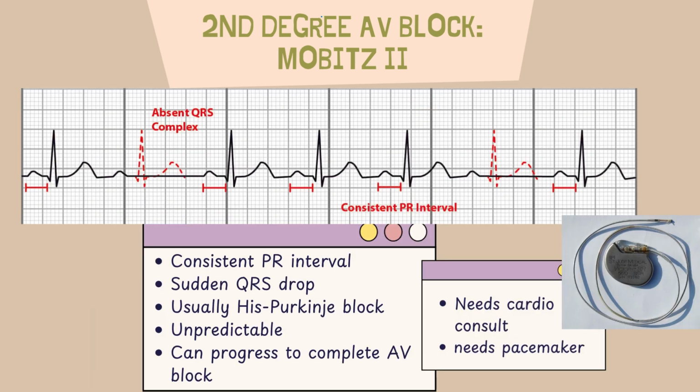Second degree AV block, Mobitz type 2. Now this one's a little trickier and more dangerous. Unlike Mobitz type 1, the PR interval is consistent until suddenly a QRS disappears. There's no warning, just a P wave and then silence. This is a block below the AV node, usually in the His-Purkinje system, and it's unpredictable, and that's what makes it kind of scary. Mobitz 2 can progress into complete heart block, so it often needs a pacemaker.